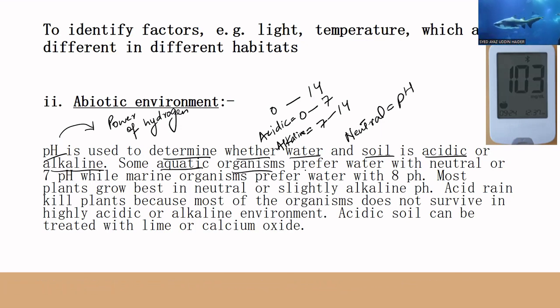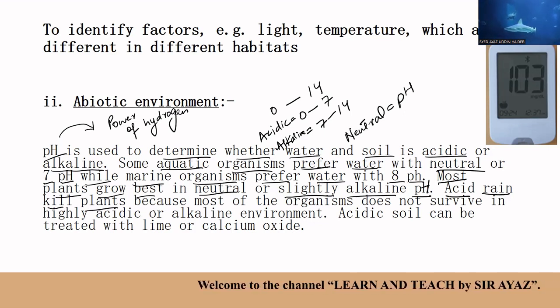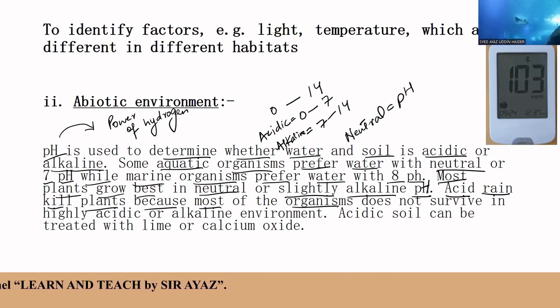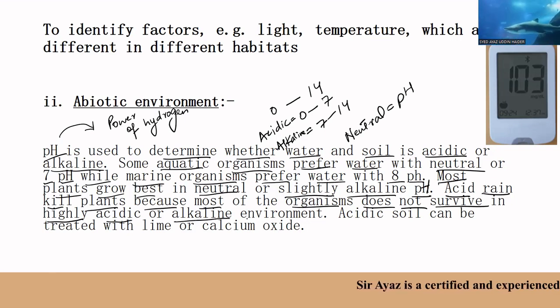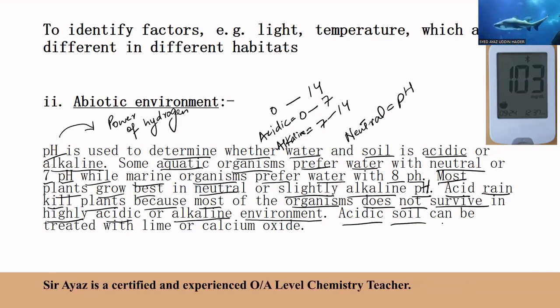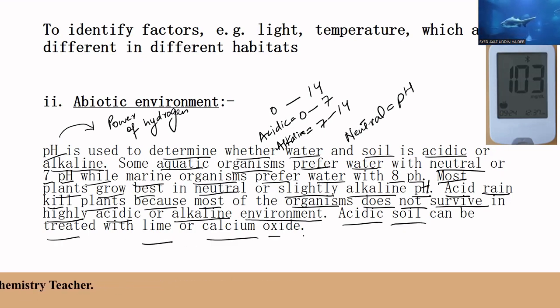Some aquatic organisms prefer water with neutral or 7 pH, while marine organisms prefer water with 8 pH. Most plants grow best in neutral or slightly alkaline pH. Acid rain kills plants because most of the organisms do not survive in highly acidic or alkaline environment. Acidic soil can be treated with lime or calcium oxide.